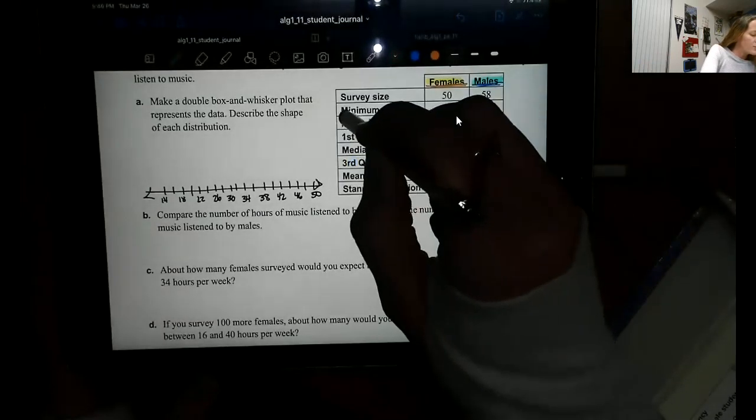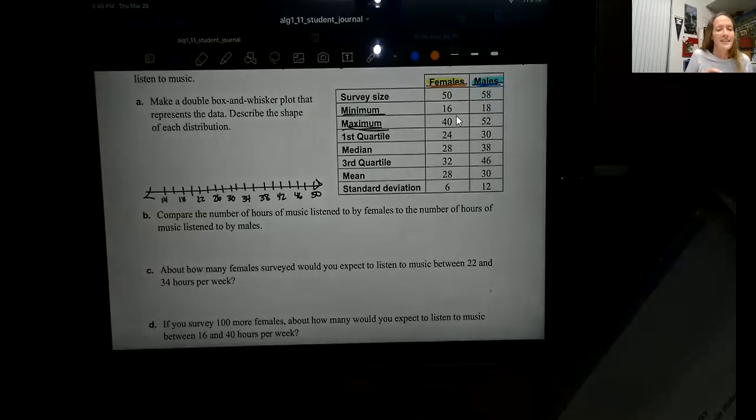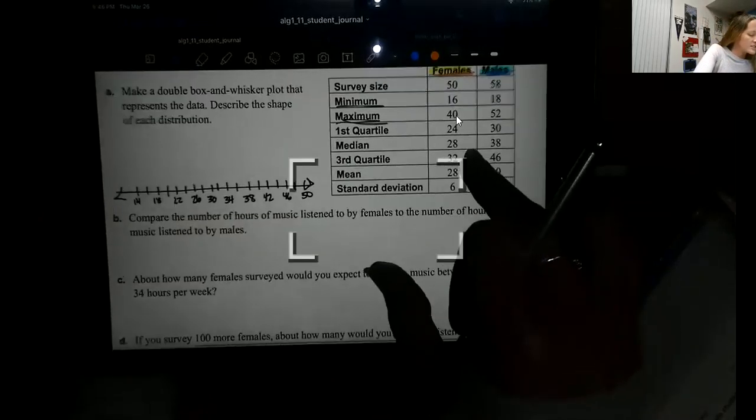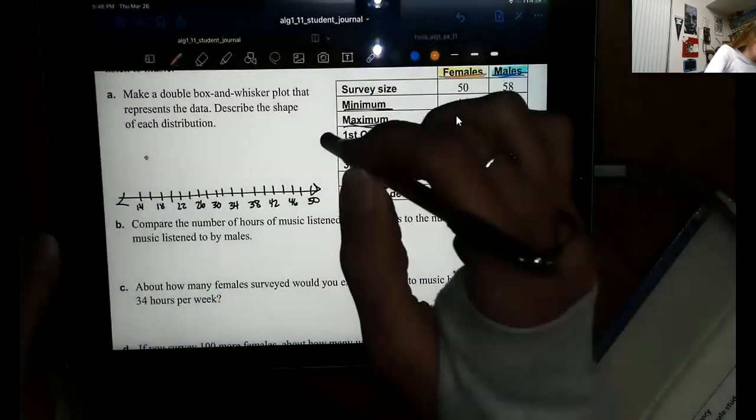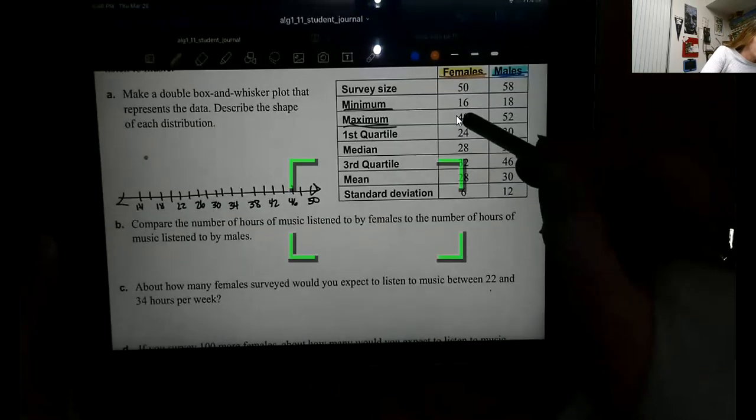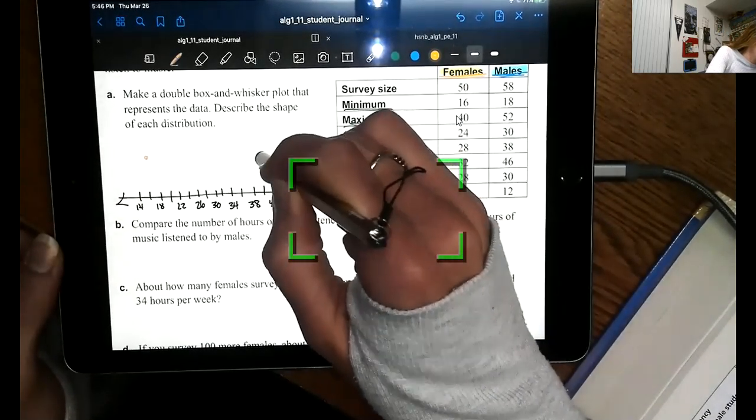I see something helpful. Max. Actually, in section 11.2, I made these green as well. All right, but min and max. For females, I see the minimum. I'm going to use the yellow one at 16. So if I turn it on here and make a minimum mark at 16 for females, and then I go to, let's see, 40. So I come up to 40. There we go.